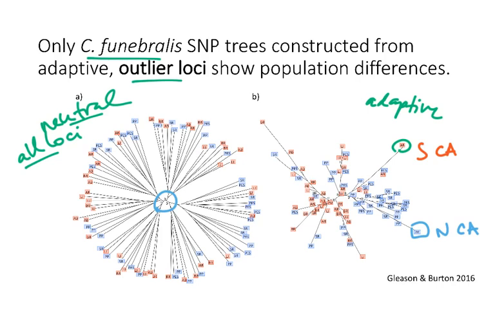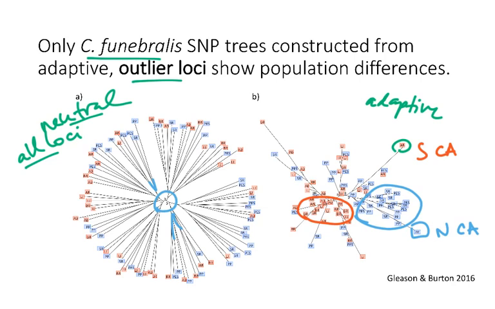But overall, if we look at this tree on the left here, constructed from all loci, most of which are neutral, we don't see any patterns. So basically each one of these branches was a mixture of individuals from both Northern and Southern California. But if we look at the tree on the right, which is from the outlier loci, we can see some patterns here where this branch, this group is all Northern California individuals. Here we have a lot of Southern California individuals. So when we're using only those adaptive loci, we're starting to see differences emerge between the populations.